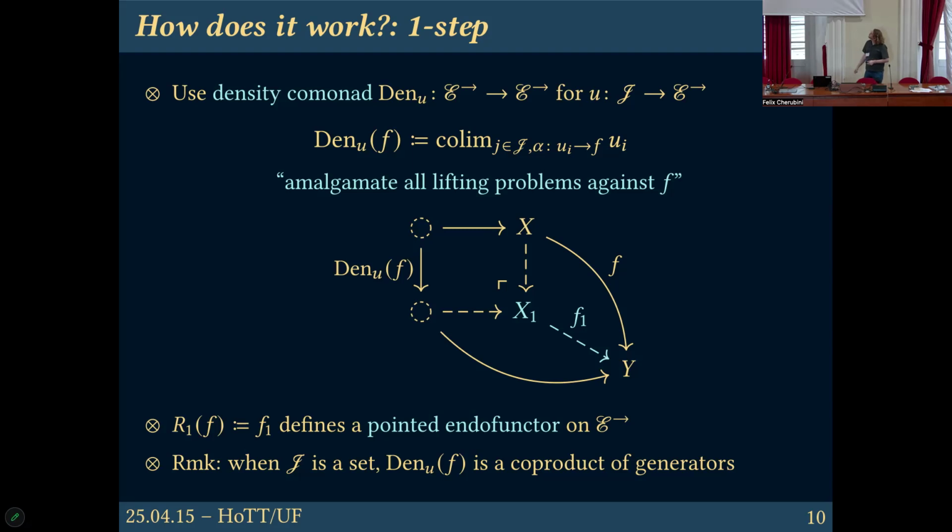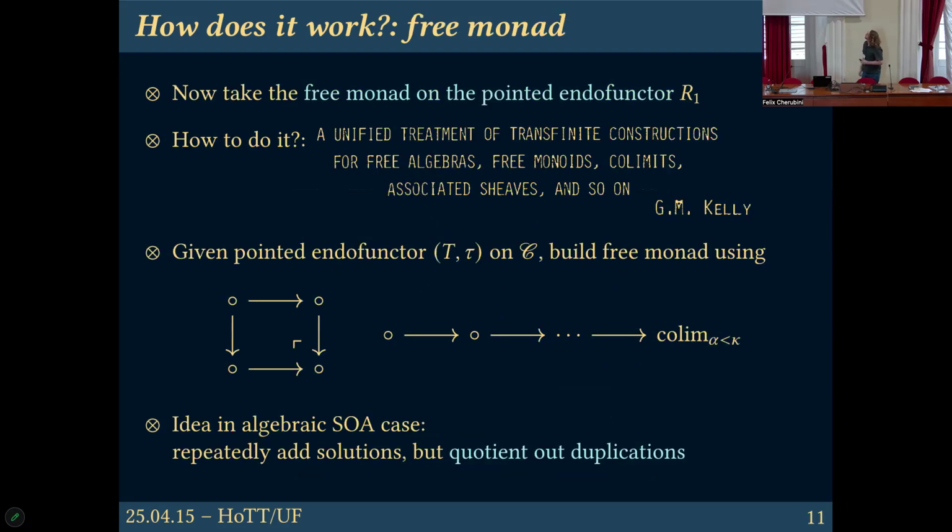And I want to remark that when we're generating something by a set, this co-limit just reduces to a coproduct, and this density comonad thing applied to F just gives us a coproduct of generators. So that's much like the set generation situation we had in the equivalence argument. So this is our one-step thing, and then we want to iterate it.